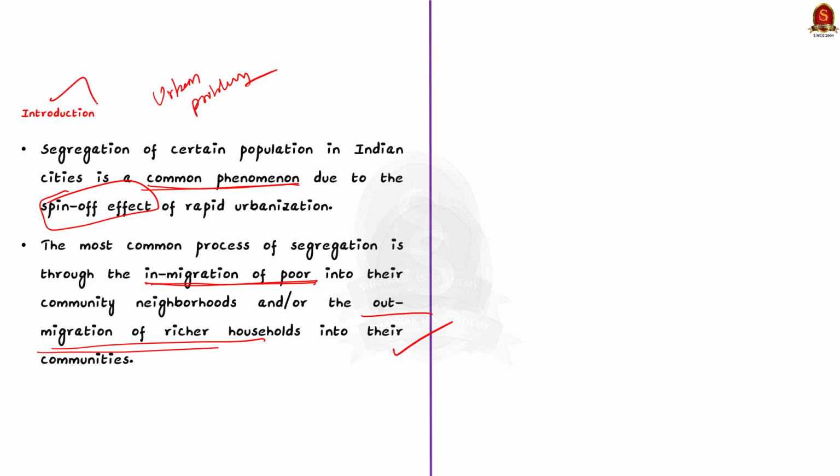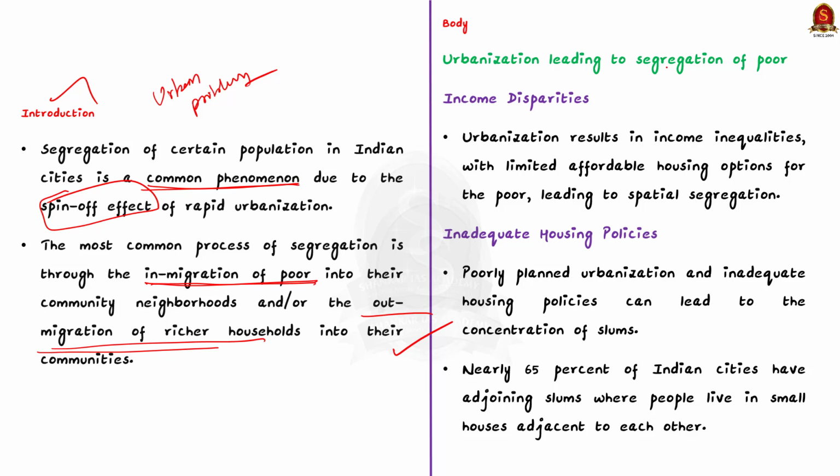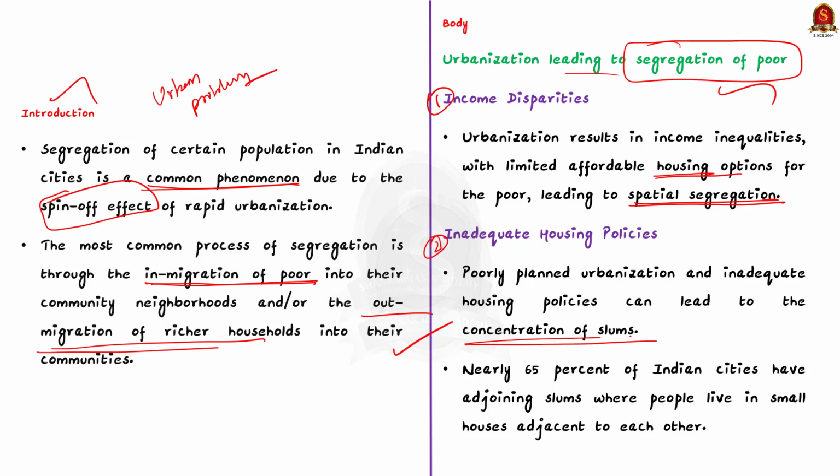Now moving on to see the body part of the answer. Here we shall discuss how urbanization leads to segregation of the poor and how it leads to marginalization. Starting with urbanization leading to segregation of the poor. Firstly, income disparities. Urbanization often results in income inequalities with limited affordable housing options for the poor, leading to spatial segregation. Secondly, inadequate housing policies. Poorly planned urbanization and inadequate housing policies can lead to the concentration of slums. India has a population of 65.49 million people living in 17.3 million slum households across the country. Nearly 65% of Indian cities have adjoining slums where people live in small houses adjacent to each other.